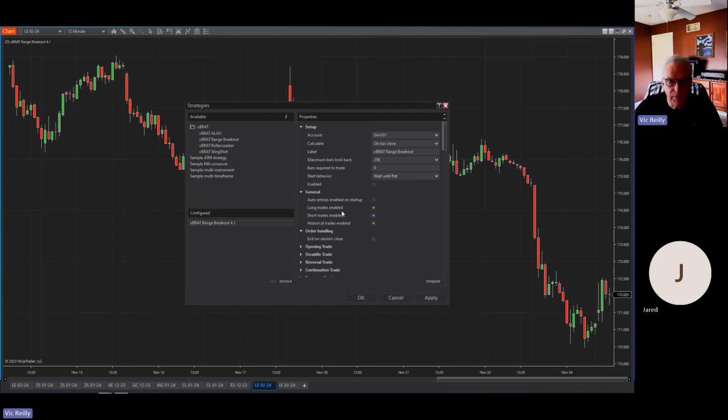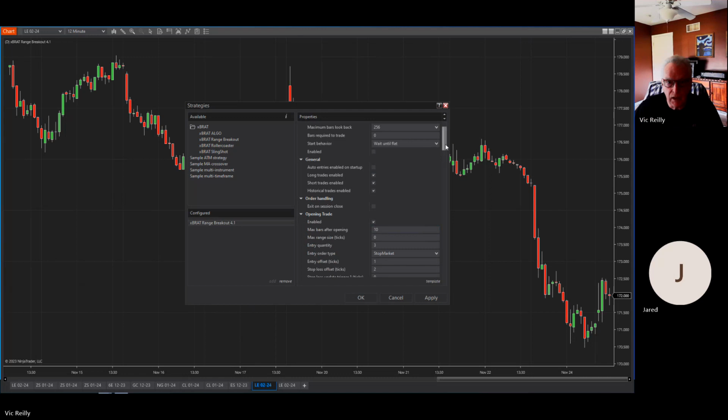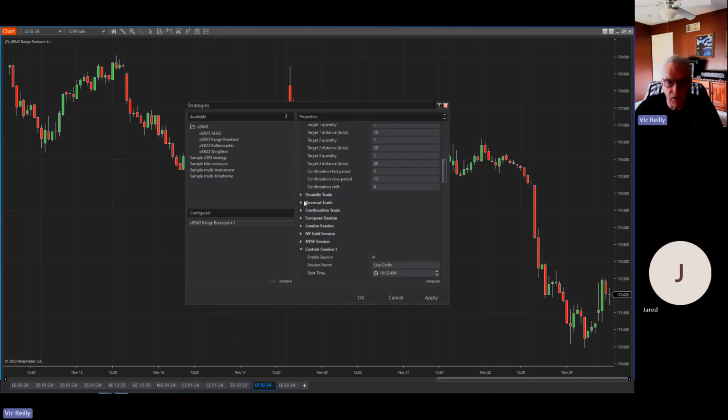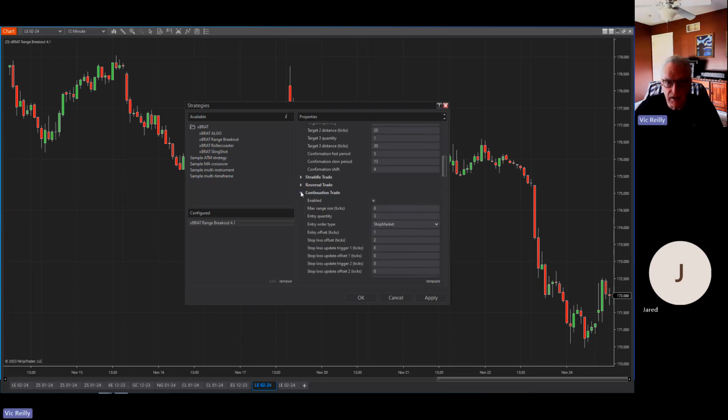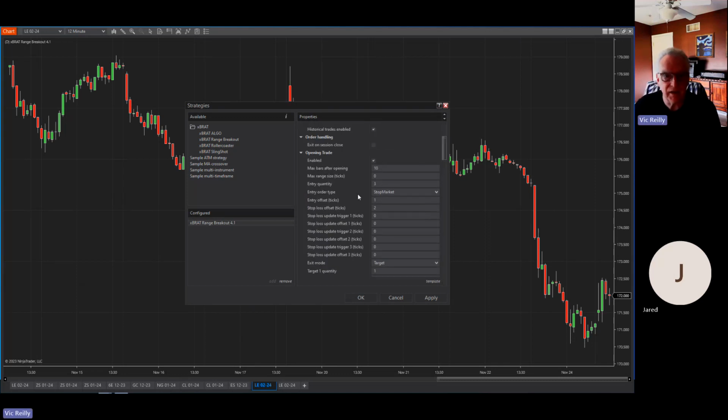That said, I'm going to go back up to the opening trade. It's enabled. I want to make sure that the reverse one is off, which it is. The straddle trade is enabled, and the continuation trade is enabled. So that's what I want. These are all adjustable, but I'm going to just take it straight out of the box. This is like how many... This means 10 bars, 10 12-minute bars after this kicks off when the session opens up.